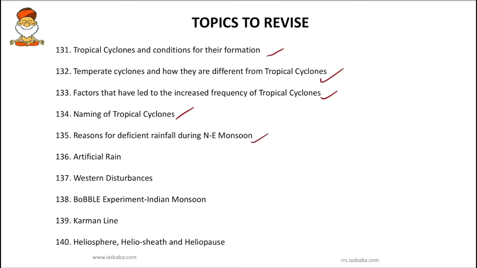So there was an article which discussed the factors which lead to deficit rainfall during the northeast monsoon, or why northeast monsoon rainfall is subdued. And then there was an article regarding artificial rain, western disturbances. So next, Bobble experiment which actually deals with prediction of Indian monsoon, and Kerman line, and heliosphere, heliosheet, and heliopause. So these are the topics for today's session.